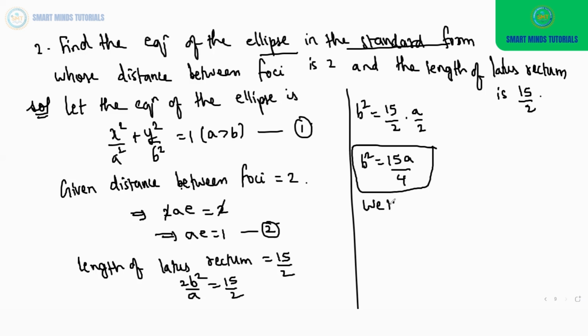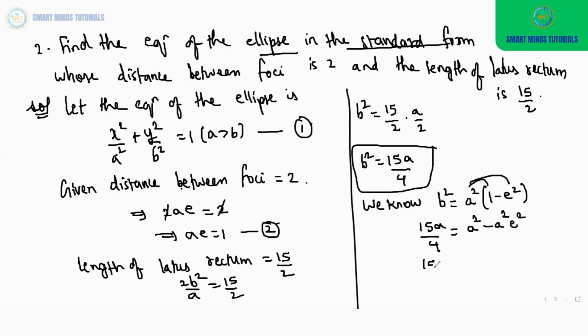Now we know the ellipse condition, no? What is the ellipse condition? b square is equal to a square into 1 minus e square. In the place of b square, we will write 15a by 4. Here we multiply this into this into this. So we get a square minus a square e square. But from equation number 2, ae is 1. So a square e square will also be 1.